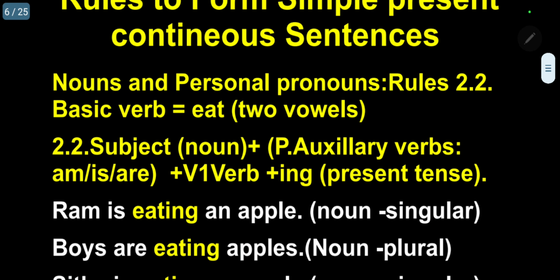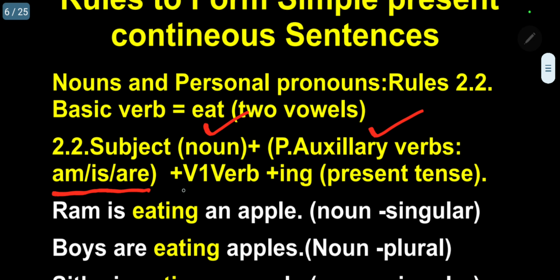Kindly follow. The subject: I am using a noun. Then primary auxiliary: when I am using a noun, for singular I have to use am, is. Only I takes am. For all other singular cases, I have to use is. For plural, I have to use are.